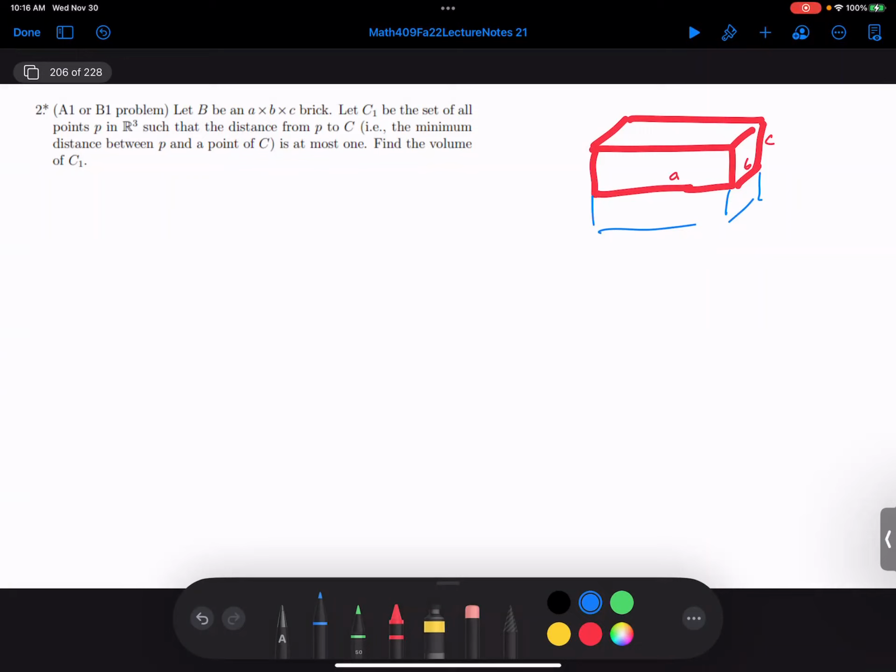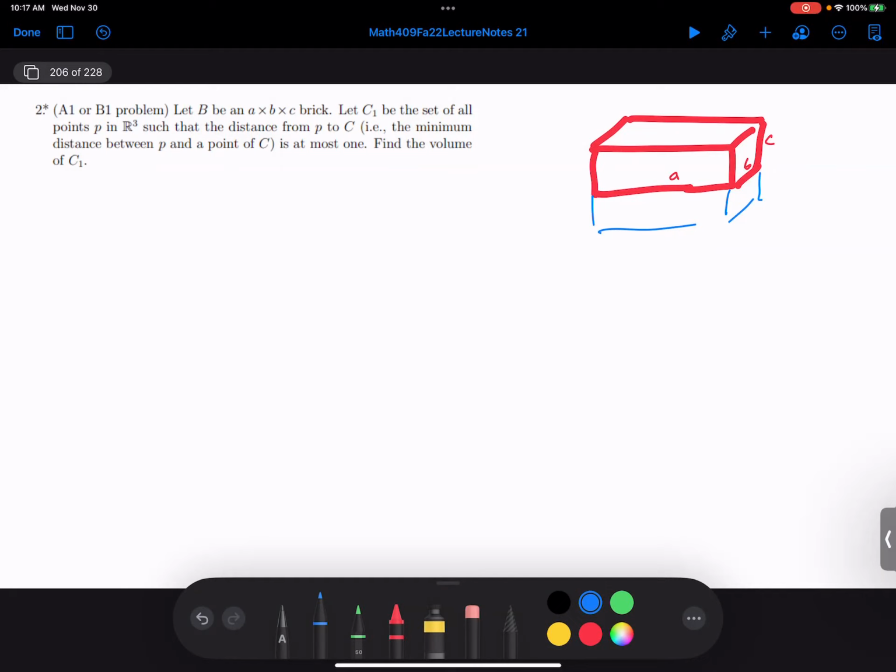Oh, is there a typo? I think it's a typo, yeah. I think the brick is B, and then I think C equals C1. So better notation might be C R is the set of all points that are R units from the brick, and they want to find C1. They're just going to call that C, but I think they want all points that are within 1 unit of the brick.